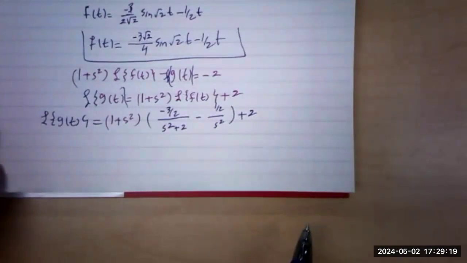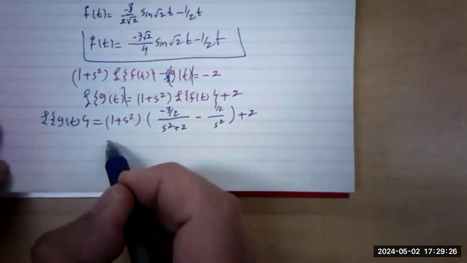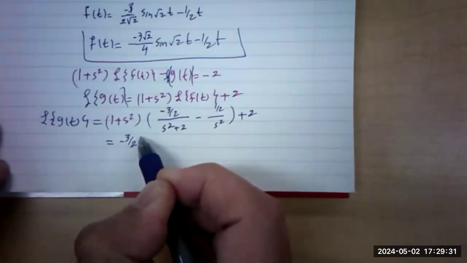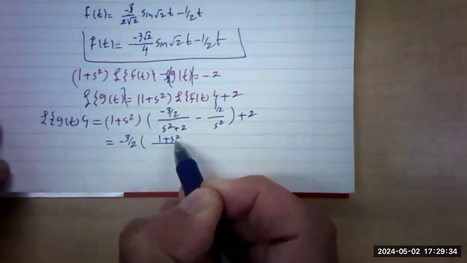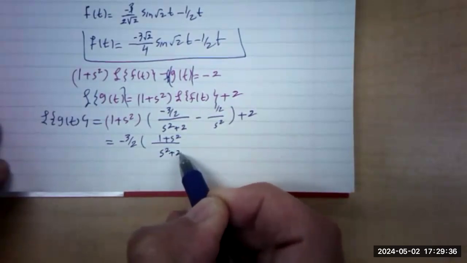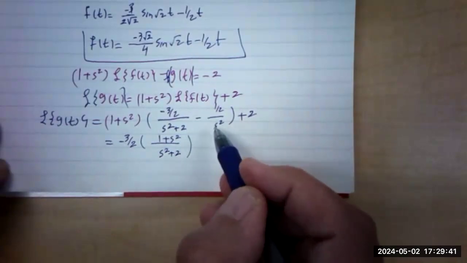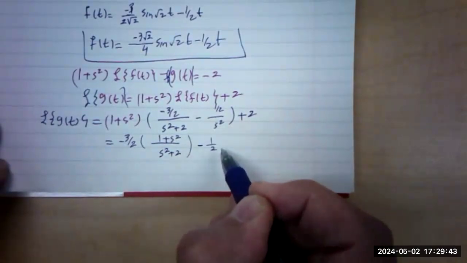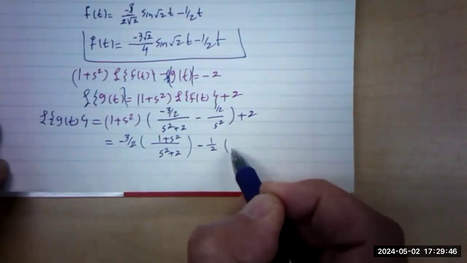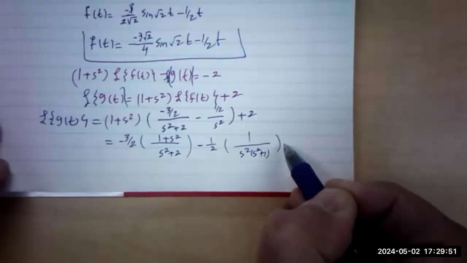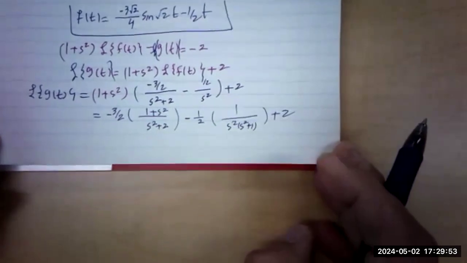That makes it somehow easier to find that Laplace transform. Okay, then you have to break them again to get those ideas. So it's a -3, it's 1 plus s squared over s squared plus 2. Okay, and this is going to be minus 1/2, minus 1/2 times 1 over s squared over s squared plus 1, and the plus 2 eventually.